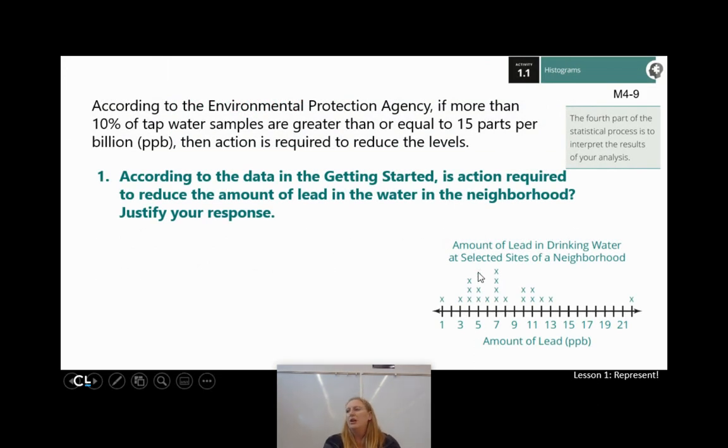Now, in our getting started activity, we did this lovely chart here, right? We made this lovely little chart. And according to the data that we collected in our getting started activity with our chart that we made, is action required to reduce the amount of lead in the water in the neighborhood? So go ahead and hit pause, take a look at what we've got, knowing that more than 10% of our samples have to be over 15. Are we required to do something about it in the neighborhood? Go ahead and hit pause, jot down your thoughts, and then hit play when you're ready to check your work.